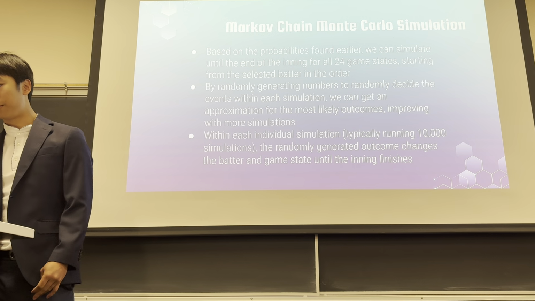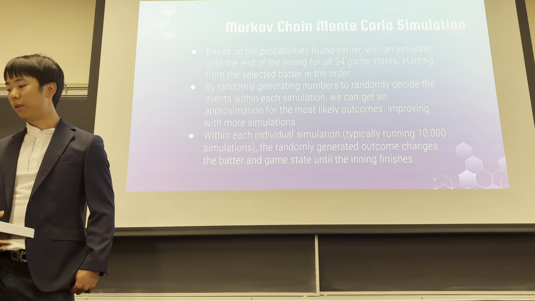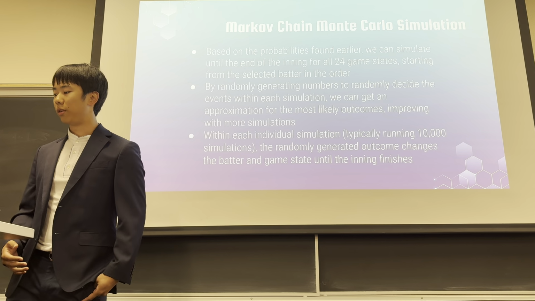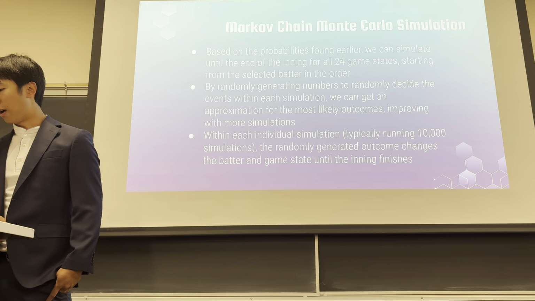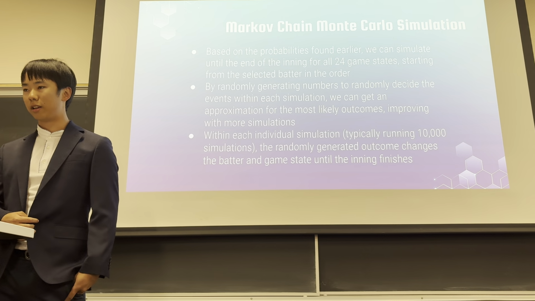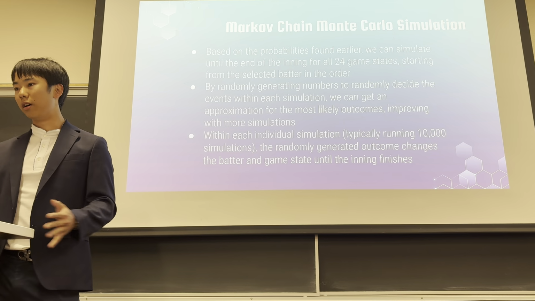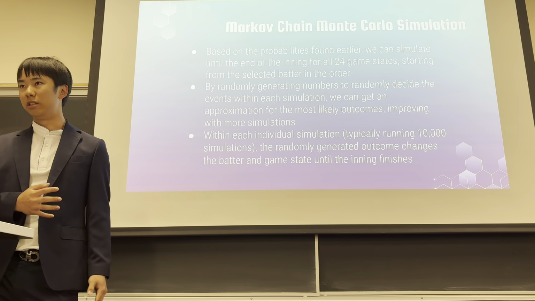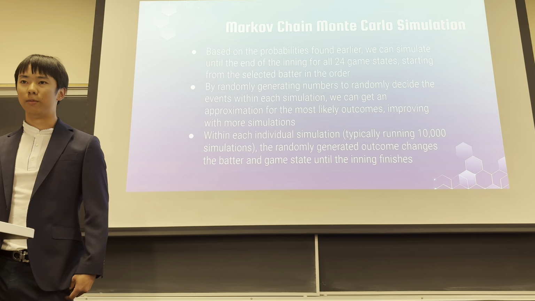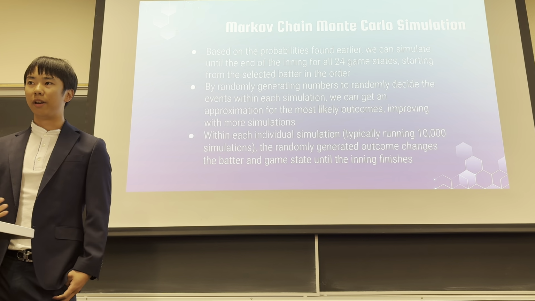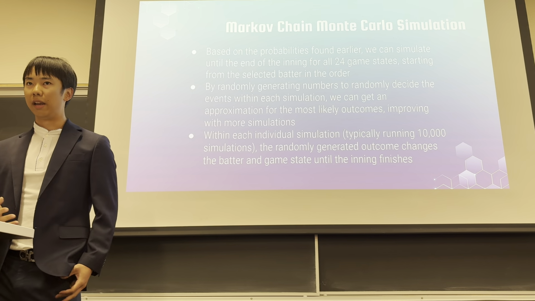The second part was that using the probabilities generated from the bucket model, we can then fill in the RA24 matrix with values generated with a Markov chain Monte Carlo simulation. Basically, you start with a certain game state, and because it is a matrix, we start with all the different game states. Then using the probabilities generated, you generate a random number and you get a random outcome. That might be a certain probability of hitting a double or a certain probability of striking out. And then you simulate that until the end of the inning for each game state.